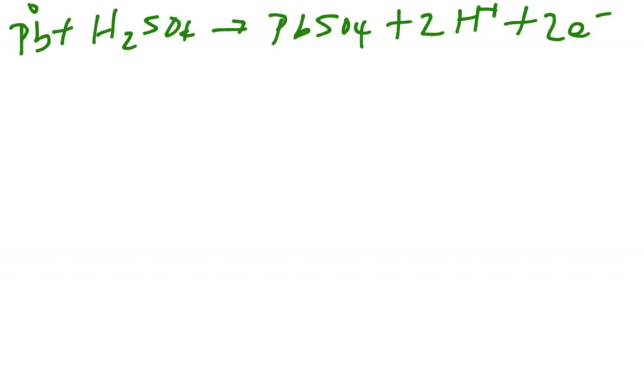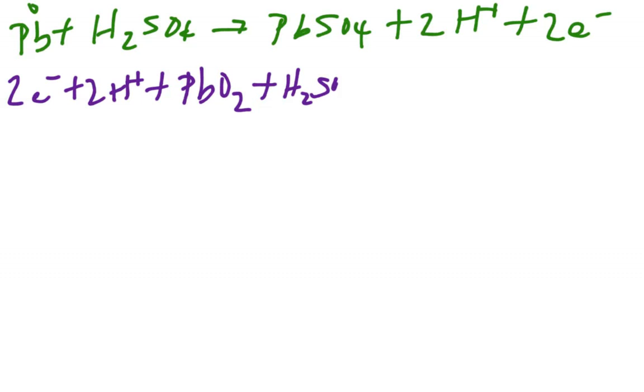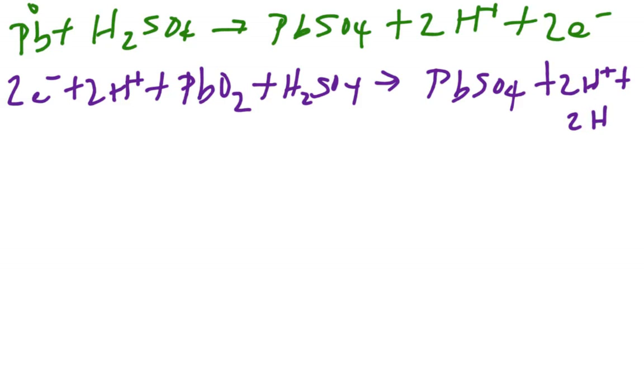Okay, and my second part of this is going to be 2 electrons plus 2 H+ plus PbO2, my lead oxide, plus my sulfuric acid, going to PbSO4, my lead sulfate, plus 2 hydrogen ions plus 2 waters. Okay, now I can go through and cancel out anything that is the same. So my electrons will cancel out, my hydrogens will cancel out.